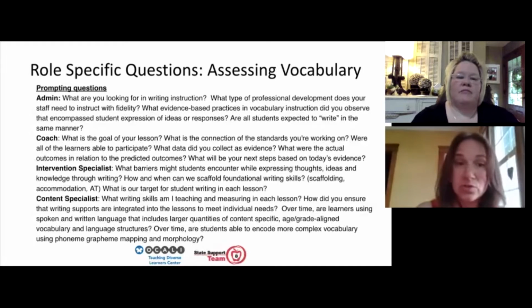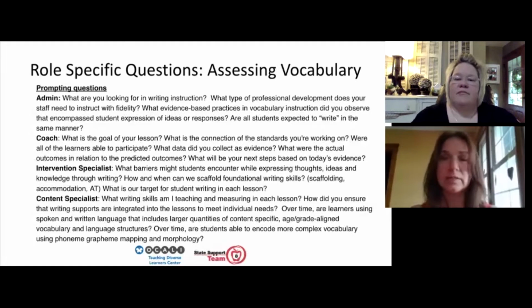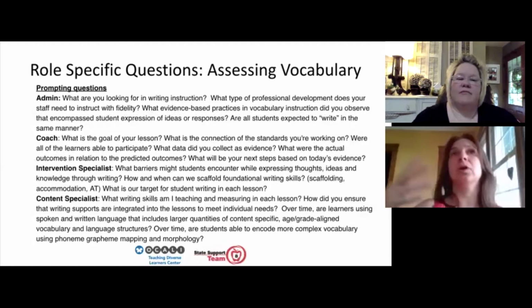And content specialists or general educators, you may ask yourself, what writing skills am I teaching and measuring in each lesson? We aren't just writing to write. So, what is the purpose, and am I being clear on what I'm measuring for students? How did you ensure that writing supports are integrated into the lessons to meet individual needs? Are you building those into your lessons? Are you collaborating with intervention specialists or those with expertise on supports for students and meeting their needs?